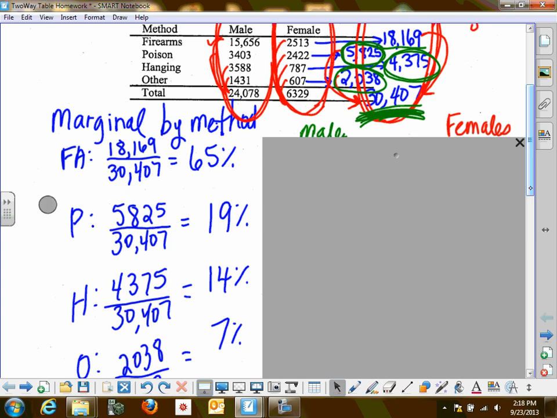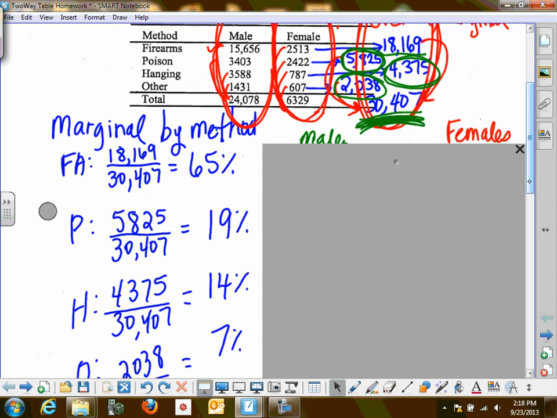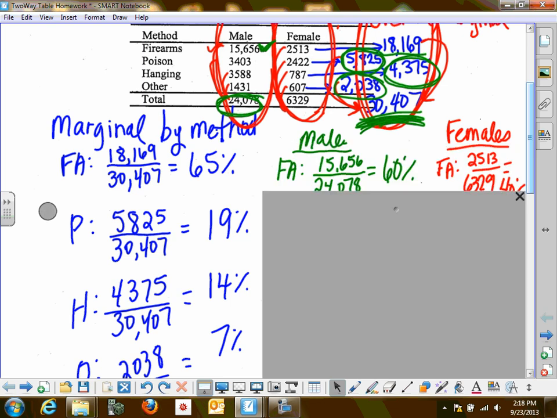Now I want to do the conditional. And it's conditional upon being a male or a female. Because if I go top to bottom on my summary, I go top to bottom on my subgroups. Top to bottom on the subgroup. My first subgroup is male. So tell me the firearm numbers for male. 15,656 divided by 24,078. Correct. And that comes out to be 60%.